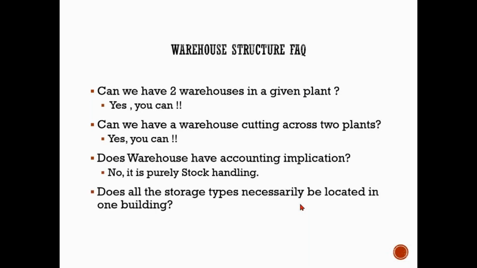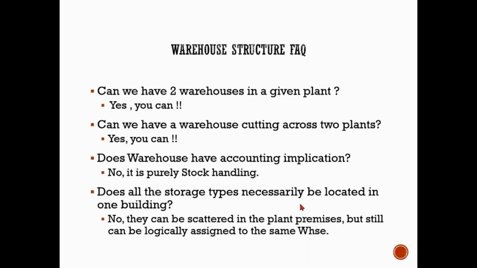Okay, next one: does every storage type necessarily have to be located in one building? I think this is too early for you to answer, so no. Physically, it can be anywhere, inside the building or elsewhere. We have also implemented a solution where we have six warehouses in close vicinity, and we did not treat those as six different warehouses in the system. We only treated it as one warehouse, and we gave them different storage types, because those were in close vicinity.